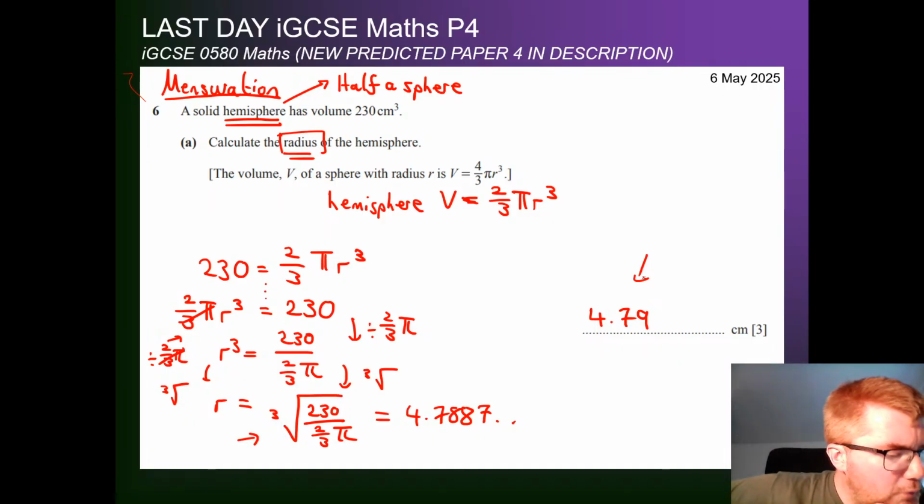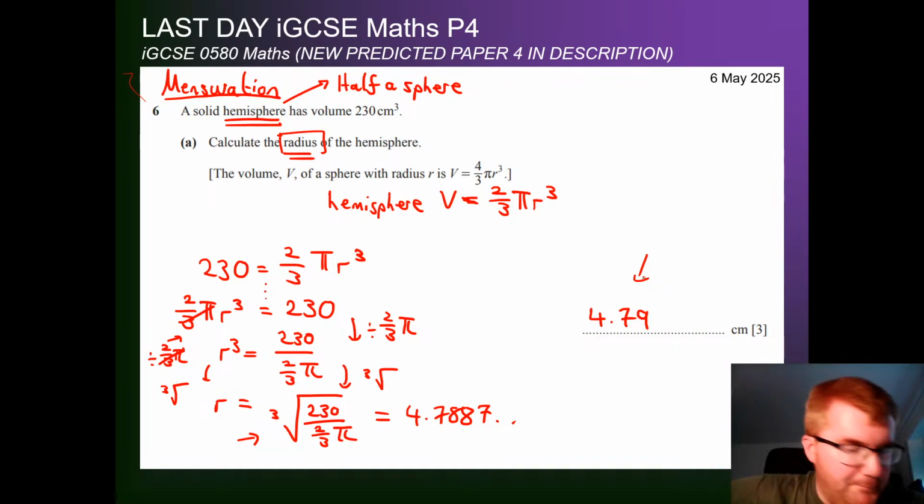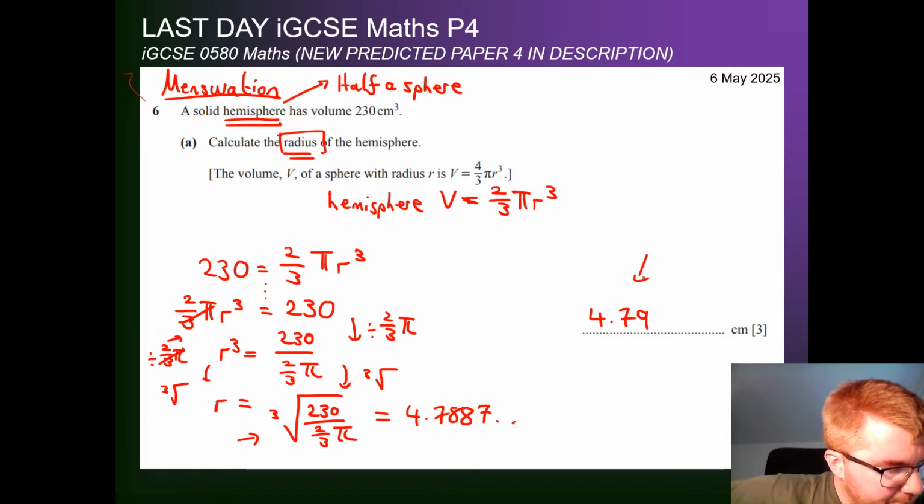Okay, the question here: do all the zones get the formula paper? Yes, they do. So you do get the formula. This is an older question, so that's why they give you the formula in the question, but now you have to use the formula from the formula sheet.